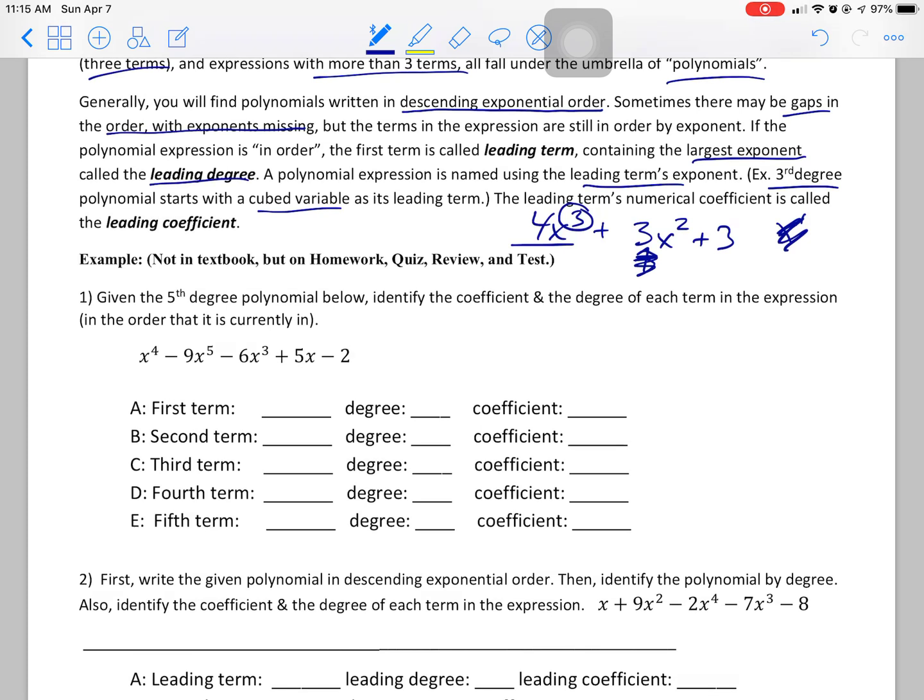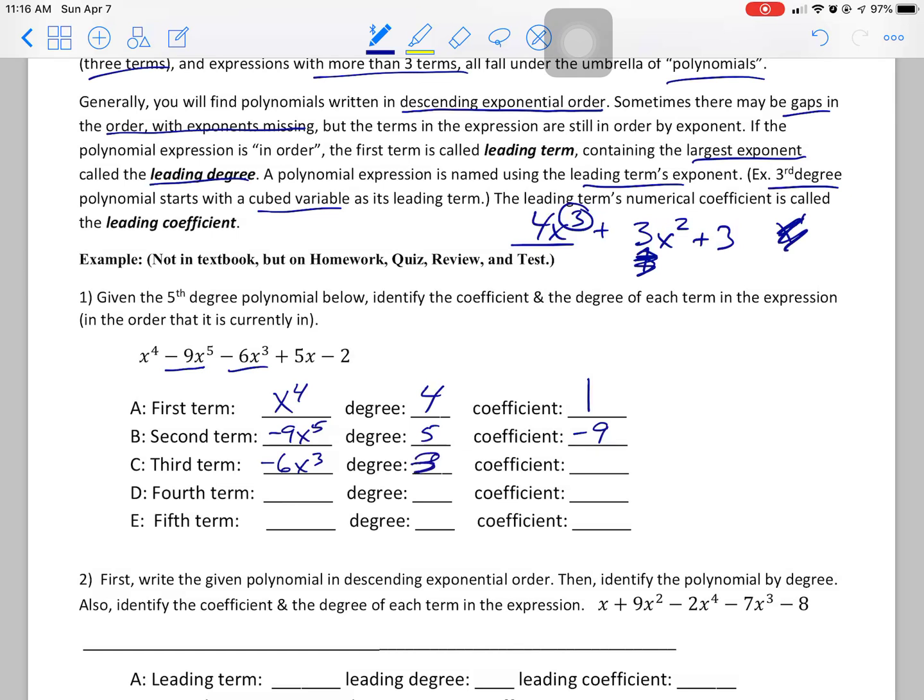here is a fifth degree. It's out of order. I did this on purpose because your homework doesn't ask it in order. It just says, as it sits here, what's the first term? The first term is x to the fourth. The degree of that is a 4 because that's the exponent. Its numerical coefficient is a 1 because you don't see anything in front of it. Okay? The second term is a negative 9x to the fifth, so it's a fifth degree. Its numerical coefficient includes the negative, so negative 9. The third is that one.